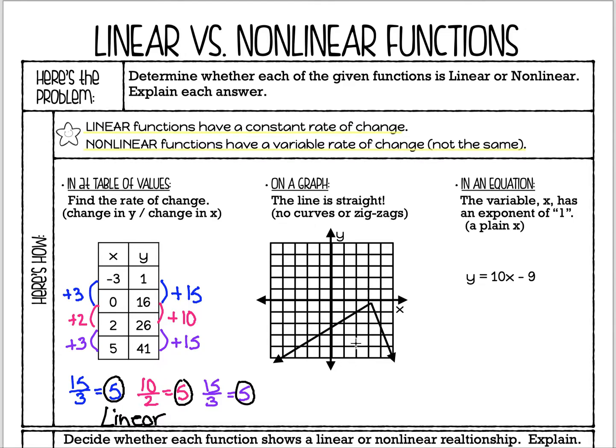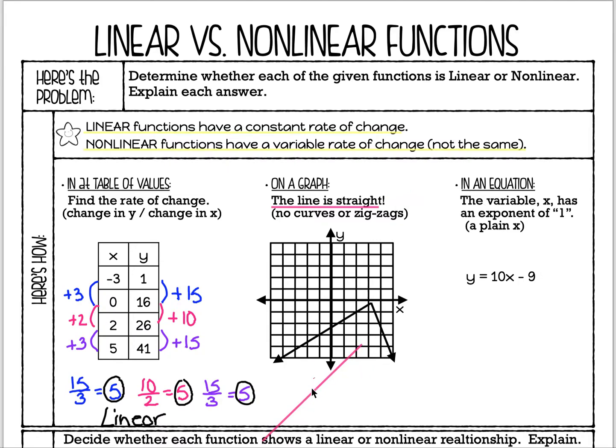Now on a graph, the way that we're going to know that a function is linear is it's going to be a straight line, right? The line is straight. And you have to be careful with this. It means one continuous straight line. It doesn't mean a straight line going up and then a straight line going down, right? No zigzags, okay? No curves, no zigzags. So this one is going to be nonlinear.